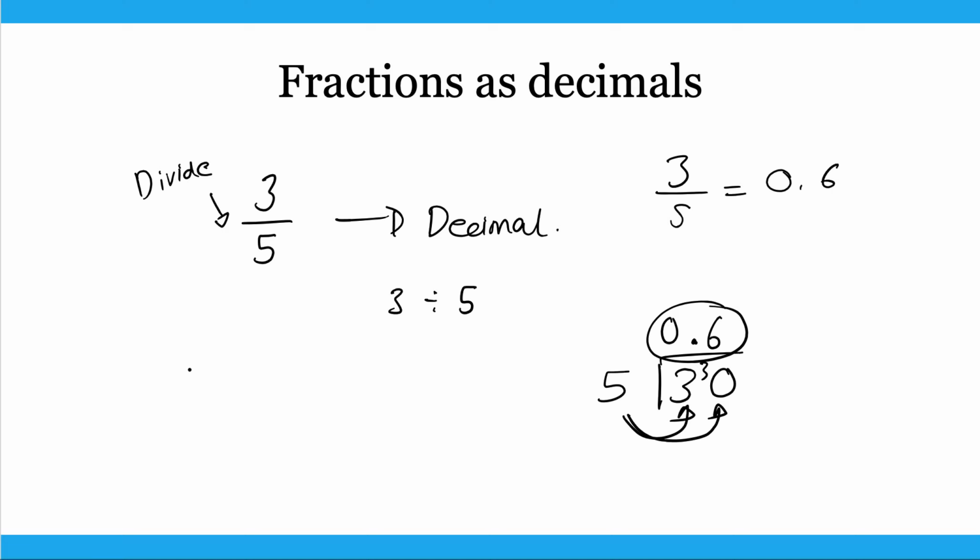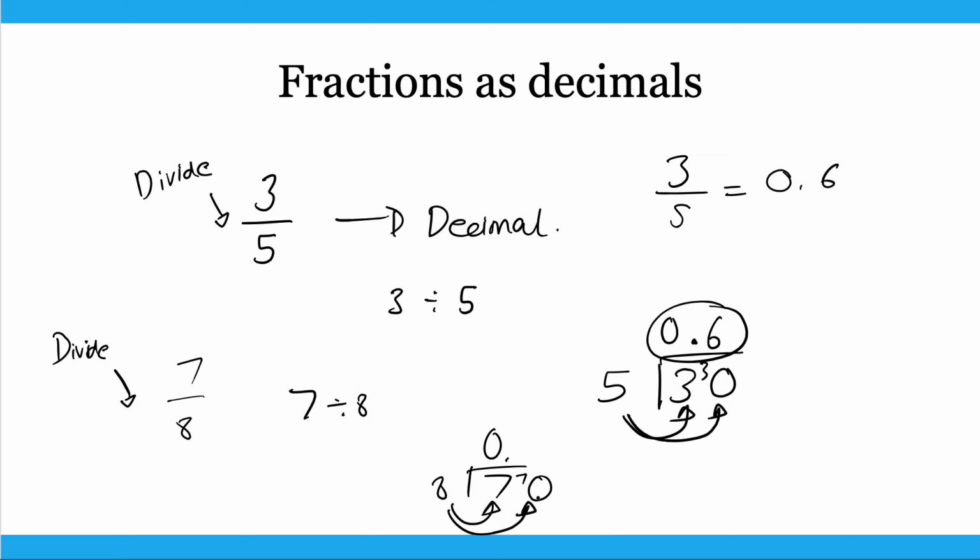Another example might be 7/8. If we wanted to find out what it is, this is the divide sign over here. So we would end up doing 7 divided by 8. So let's write that down. 7 divided by 8. 8 goes into 7 0 times. We put a decimal point there and we add a 0 over here. We carry the 7 over. 8 goes into 70 8 times, with a remainder of 6.